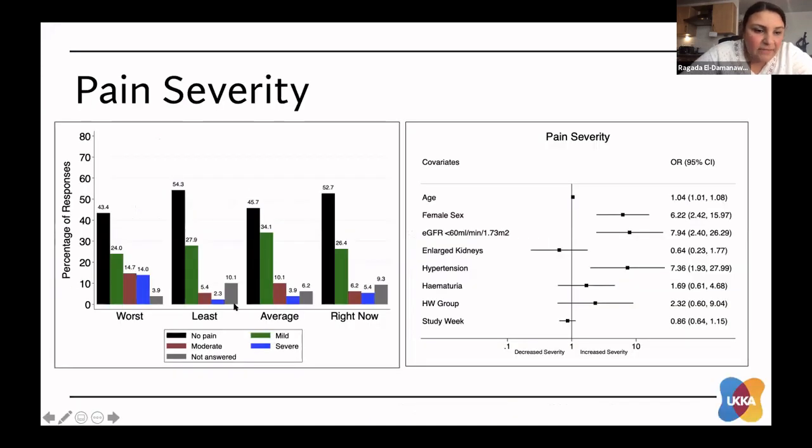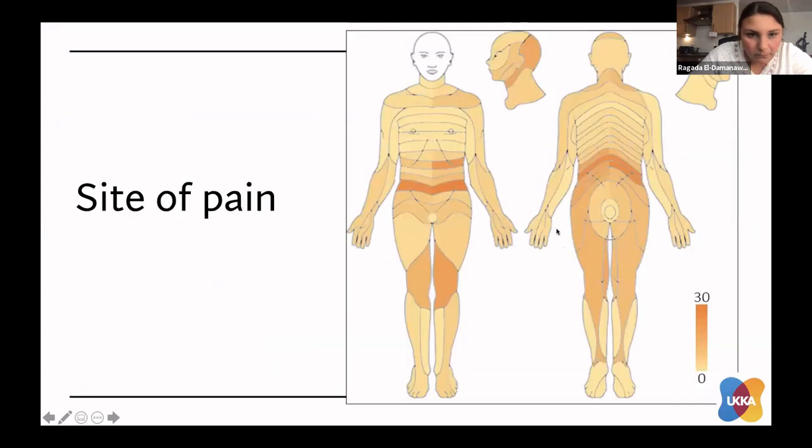In terms of pain severity, participants were asked about the worst, least and average pain severity over the last couple of weeks and the pain right now. So if we focus on the average pain severity, at least nearly 45% had mild to moderate pain. And pain severity was predicted by female sex, having more advanced kidney failure and hypertension. Interestingly, not by enlarged kidney size.